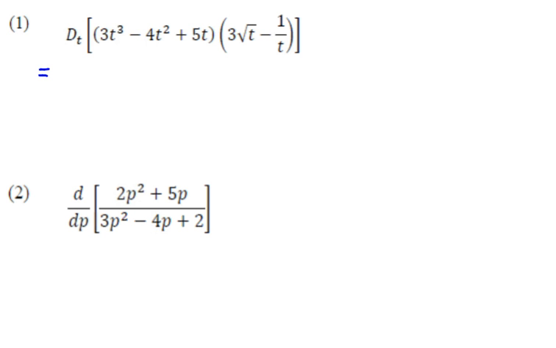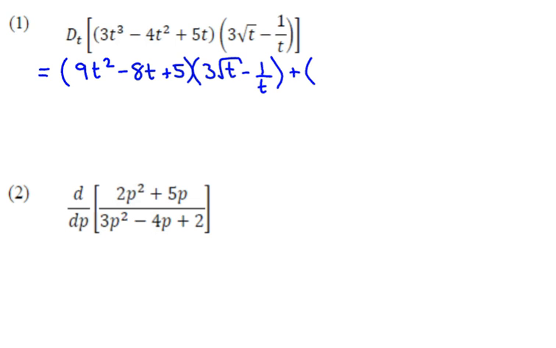So remember, using your product rule, you're going to find the derivative of that first function, which is 9t squared minus 8t plus 5. You multiply it by the second function as is, 3 root t minus 1 over t. And then you add that first function as is, 3t cubed minus 4t squared plus 5t. And you multiply it by the derivative of the second function.